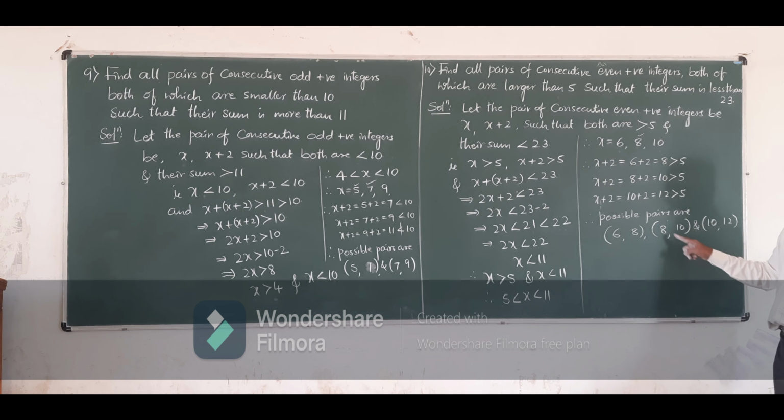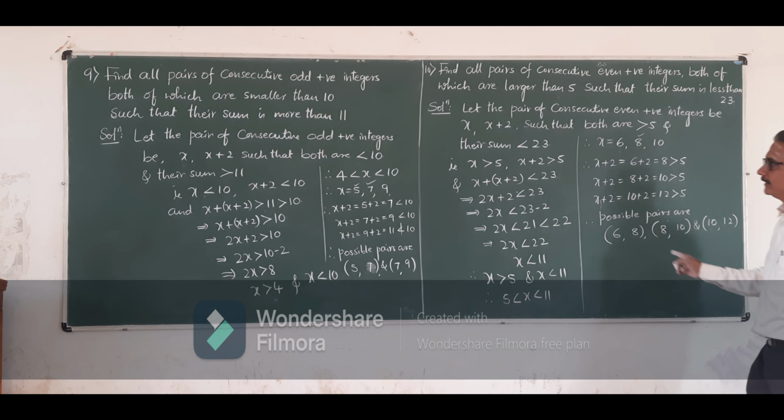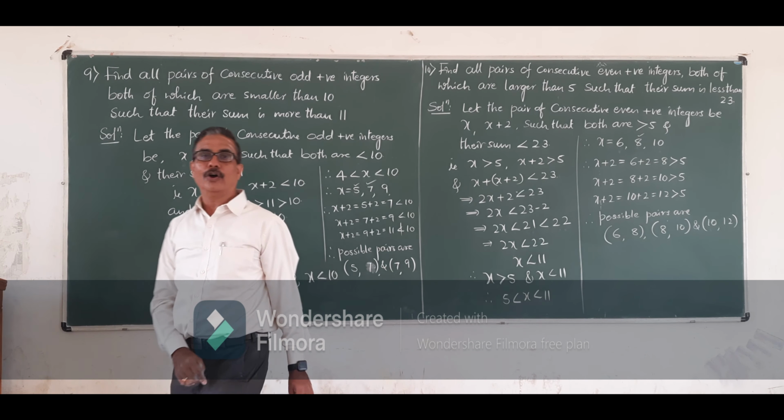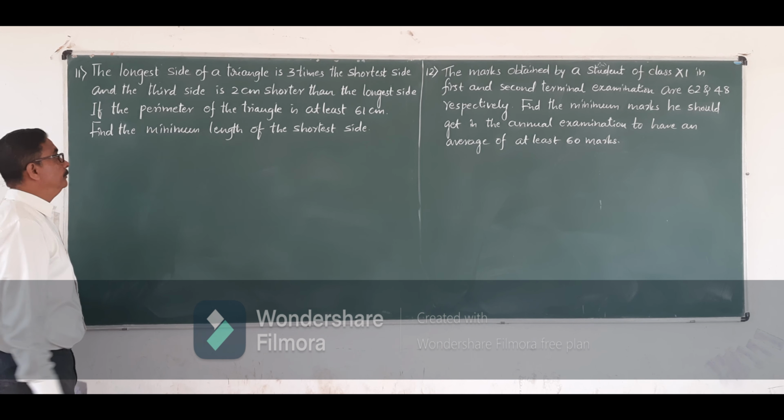Now, if we add these numbers, do we get less than 23? 8 plus 6 is 14. 14 is less than 23. Yes. 8 plus 10 is 18. 18 is less than 23. Yes. 10 plus 12 is 22, which is less than 23. Clear? This is given positive integers. In the previous problem, odd positive integers. Okay. Now problem number 11.